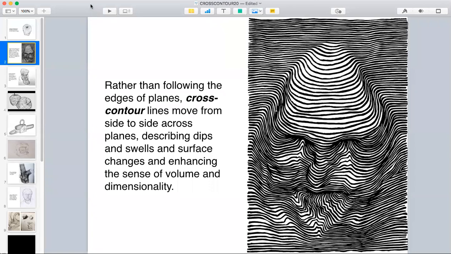So whereas contour lines really define sort of edges and edges of planes, the cross contour lines in this case move from side to side across the objects and explore all the sort of dips and swells that you see even in the human face. It's very much like a topographical map of mountains. And that's why these types of drawings can be really fascinating and really enriching to look at. The more detail you go into, the more exciting the drawing is to look at.